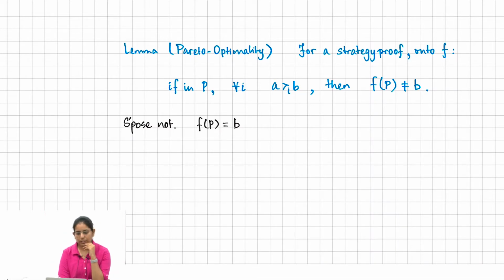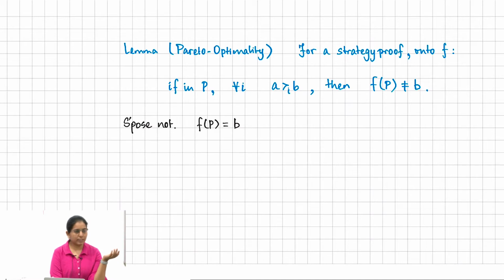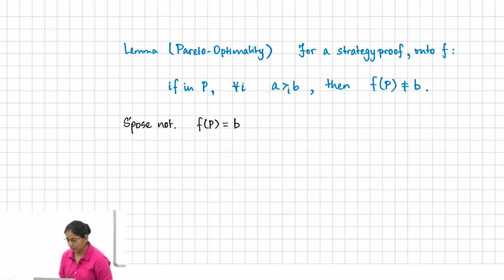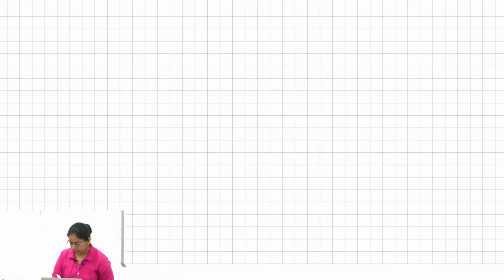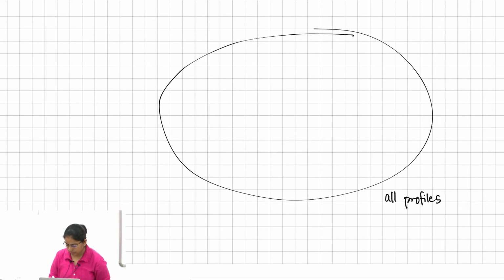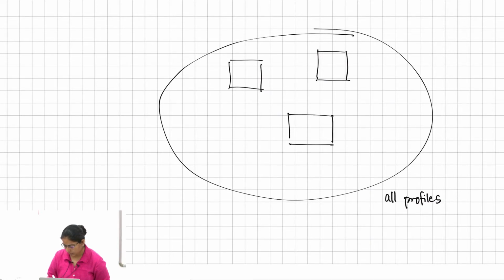If you don't think about dictatorship, we are of course trying to prove that other than a dictatorship, such a mechanism doesn't exist. I'm sure what you're saying is correct, but I don't see it as transparently as you do. So let me clarify what I mean. You have maybe the space of all profiles. This is just a rough sketch to illustrate what we mean by manipulation.